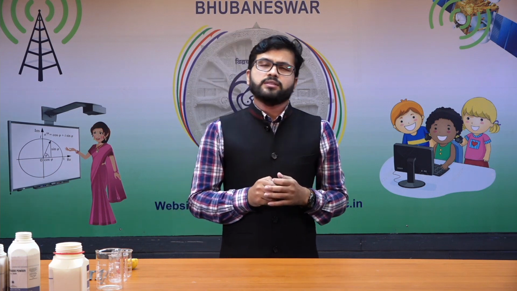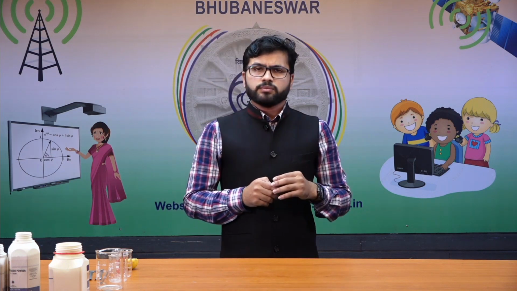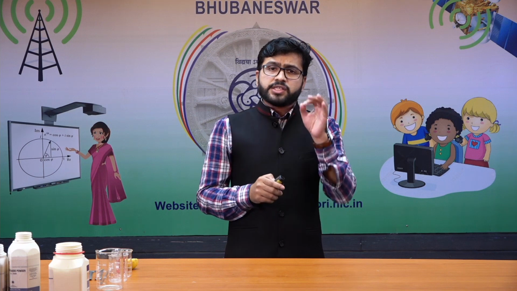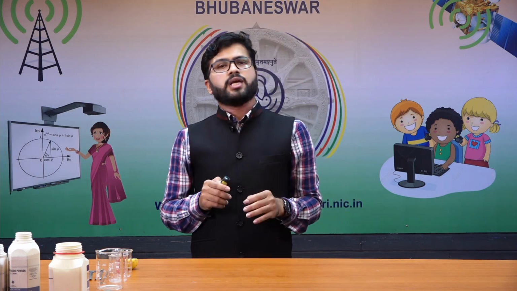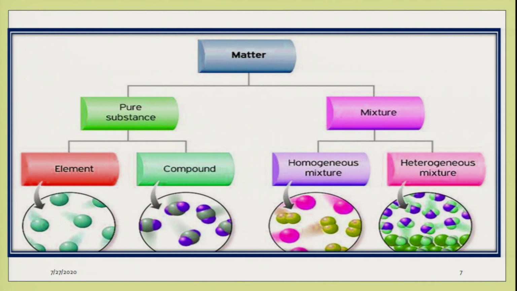Now let us classify matter. In your previous chapter, the first chapter, you have studied that matter can be classified on the basis of physical properties, that is solid, liquid and gases. But on the basis of chemical composition, matter can be classified as pure substances and mixtures. If you see the flow diagram on your screen, matter is first classified into two types, pure substances and mixtures. Again, pure substances are classified into elements and compounds, which we'll study at the end of this chapter.